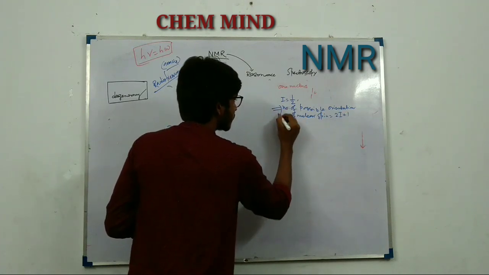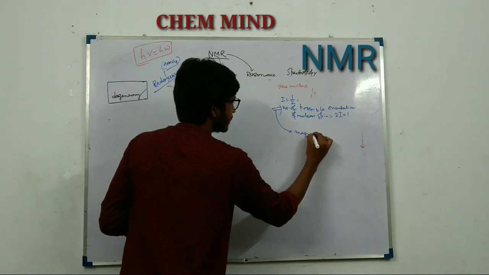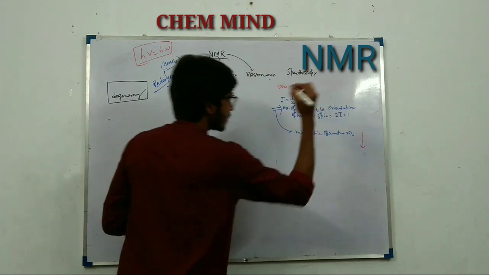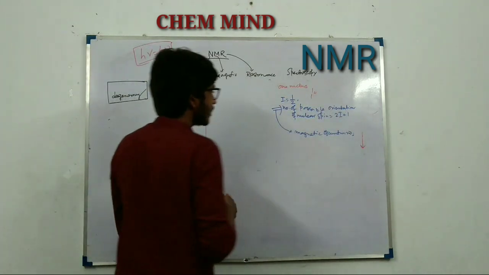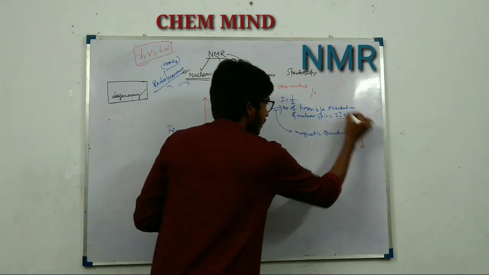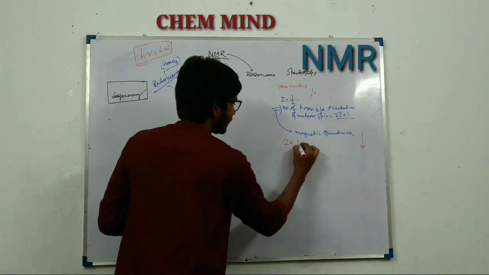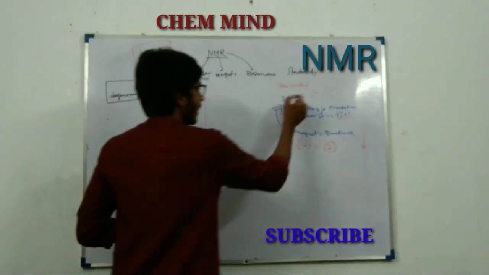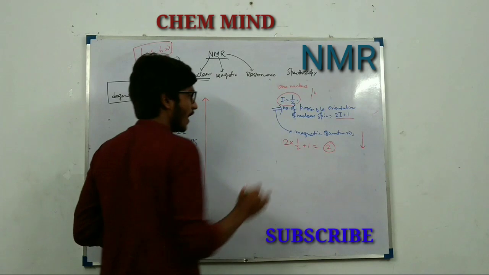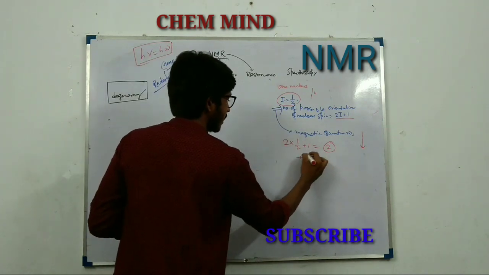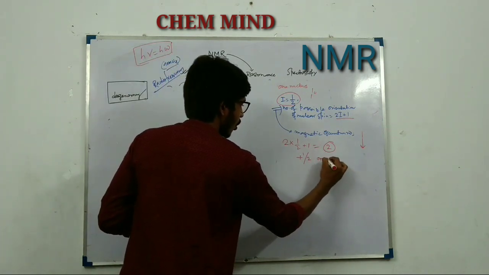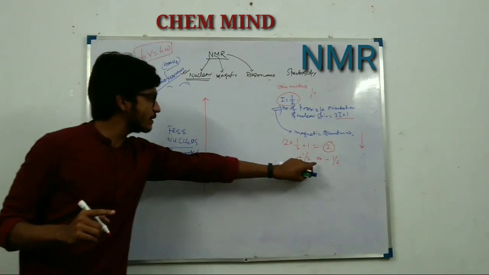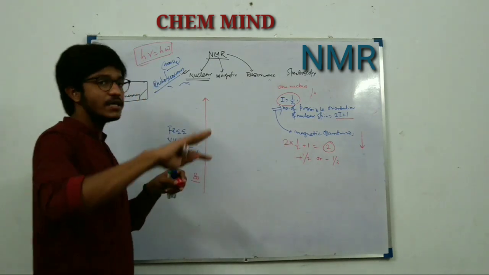That particular thing is also known as the magnetic quantum number. The number of possible orientations of the nuclear spin is 2I plus 1, so 2 into half plus 1 means 2. The spin quantum number is half, so there are two possible directions, plus half or minus half. These are the two possible directions in which the nucleus can rotate.